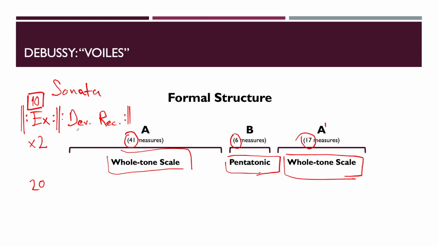And the development section is almost always shorter than the exposition. Let's say it is 7 measures long. And recapitulation will not be repeated in this order. First, it will be half as long as the exposition. So you see here almost the same proportions, 41, 17, almost the half, and then 6 measures, very short B section.